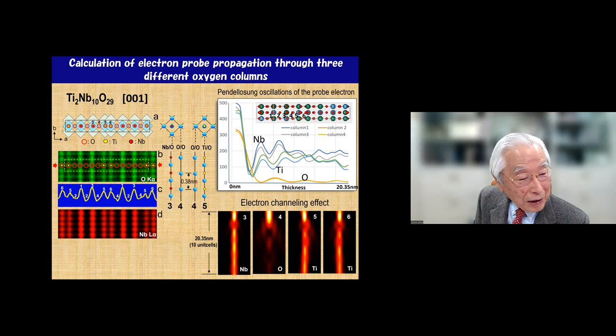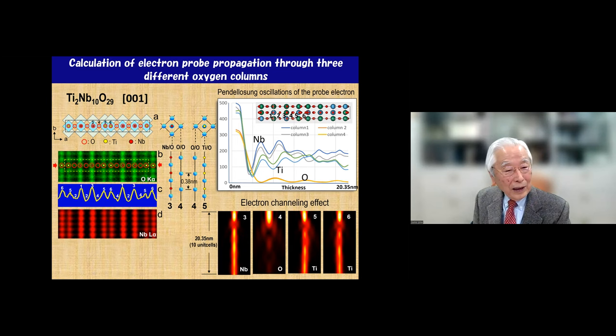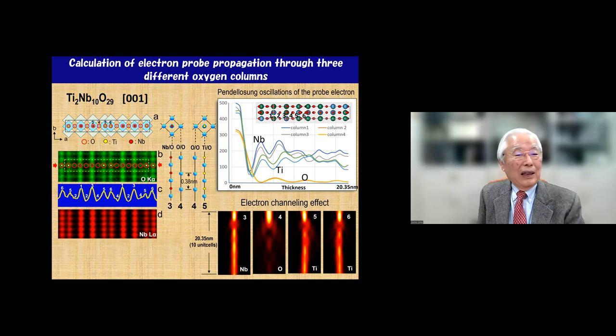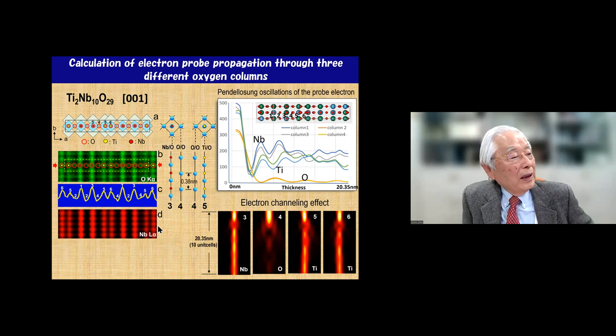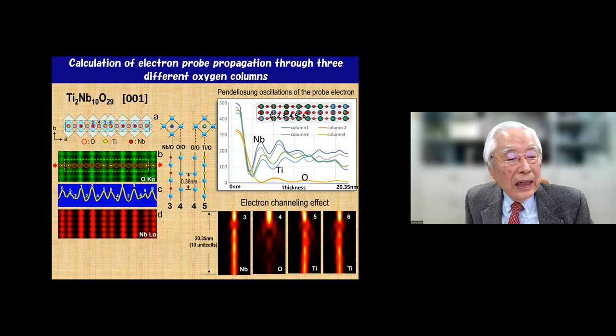So this column couldn't get the electron beam. That's why the oxygen column doesn't give us a strong X-ray, because there are no electrons coming through this oxygen as you go to the deeper region. The titanium is also like this, but weaker than niobium. If you look at the intensity, niobium is the strongest, and the next is titanium and then oxygen. So definitely the electron channeling effect is very important to interpret these oxygen intensities. I don't know how we can do quantitative measurement of oxygen, but you have to take into account the electron channeling effect.